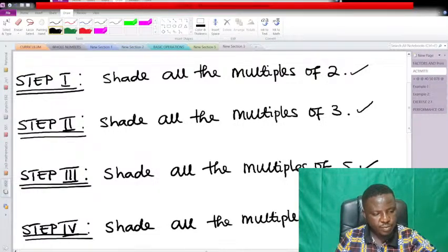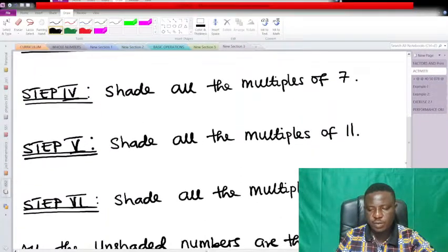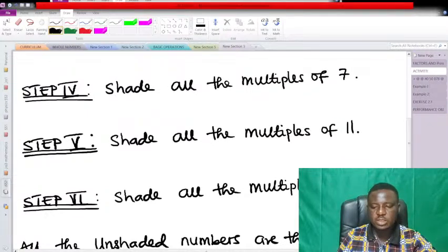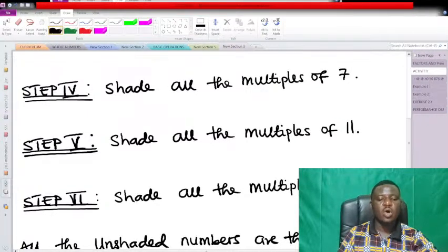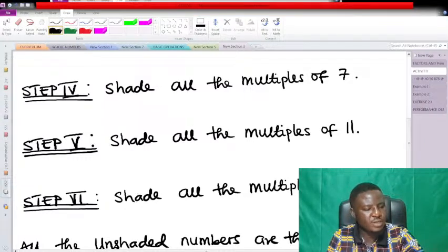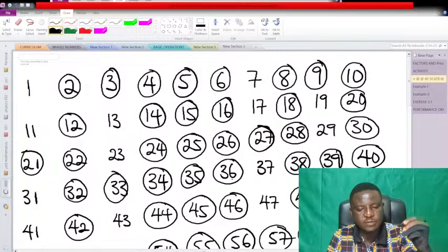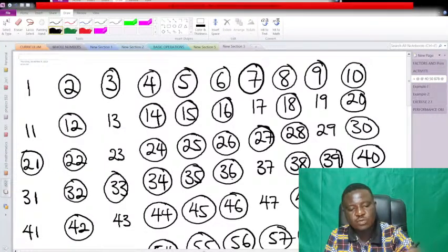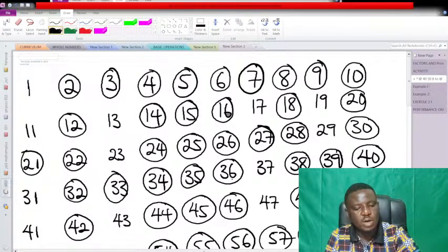Step 4 says we should shade all the multiples of 7. Do the same to multiples of 7, 11, and 13. So for 7, we have 7, 14, and we keep counting in sevens.